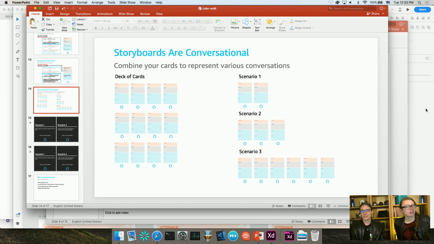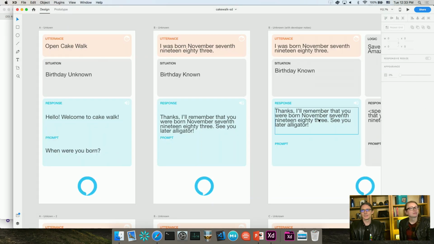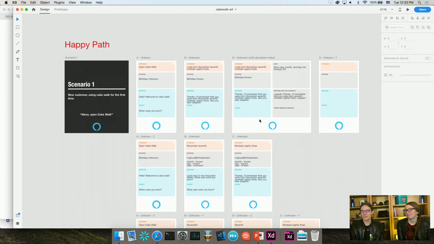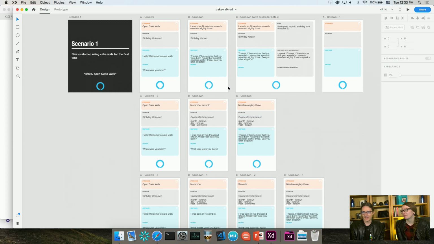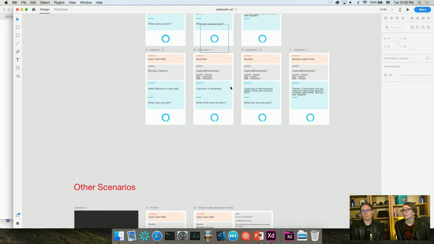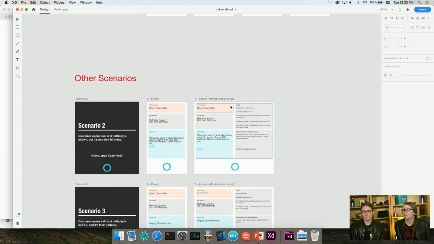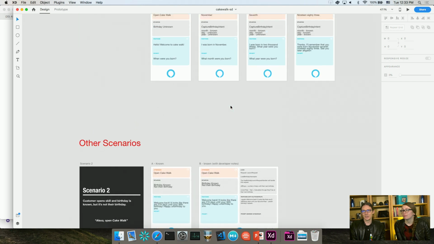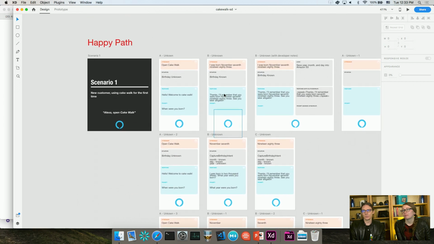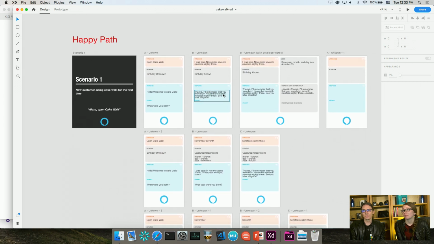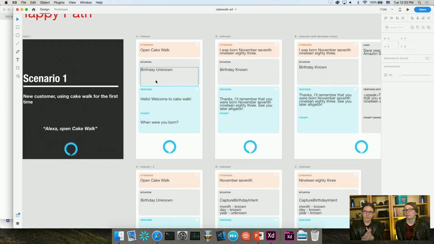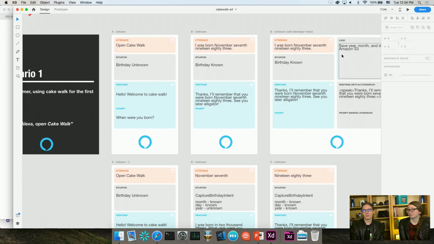Cool. So now let's dive into our XD template. We're almost nearly at the end of our PowerPoint deck here. But what I've done through here is I've created a bunch of different storyboards to represent different scenarios. So we'll walk through our scenario for when we don't have the birthday, it's the first interaction, and we can also have this other template here that we can point out what we dive into.